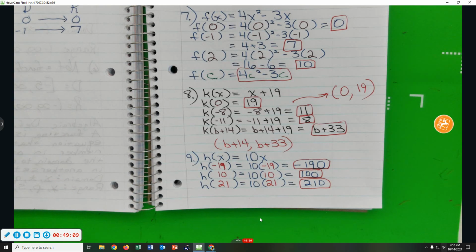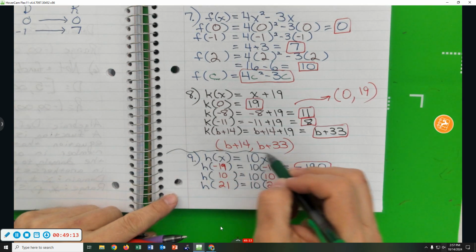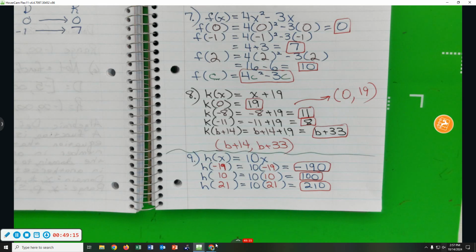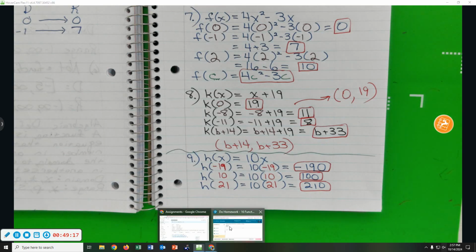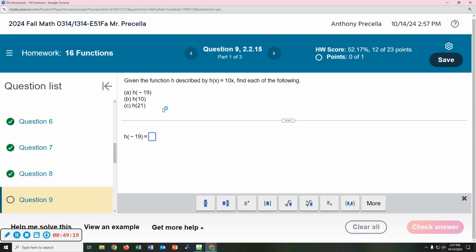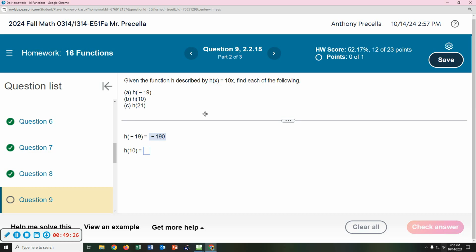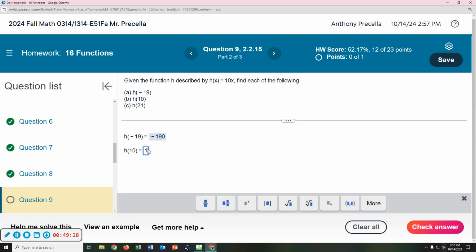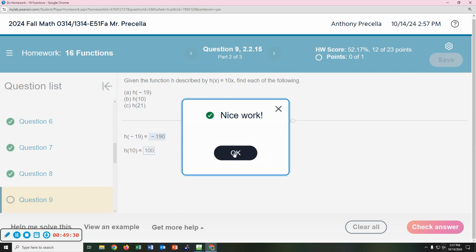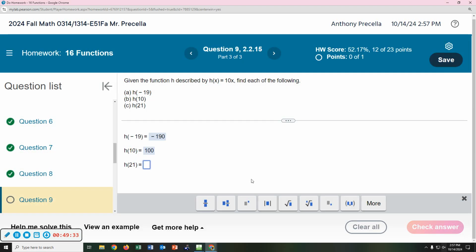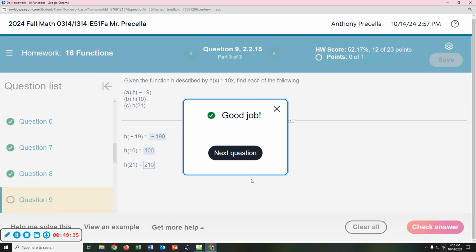Any questions there? Hold on. Oh, that looks better. Okay. So negative 190, 100, and 210. Negative 190, 100, and 210. Any questions?